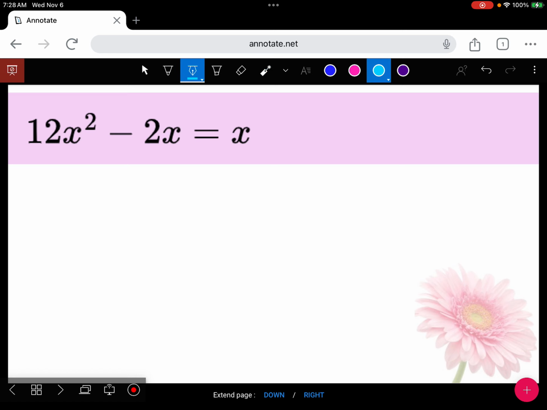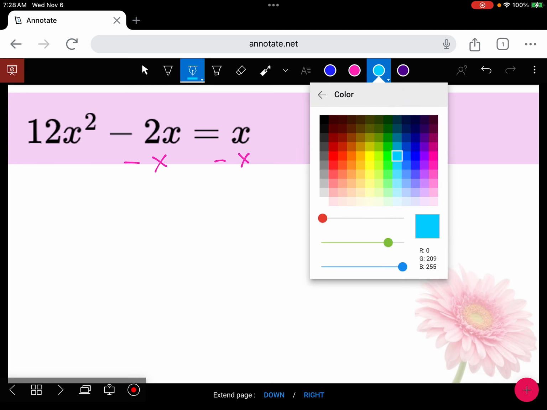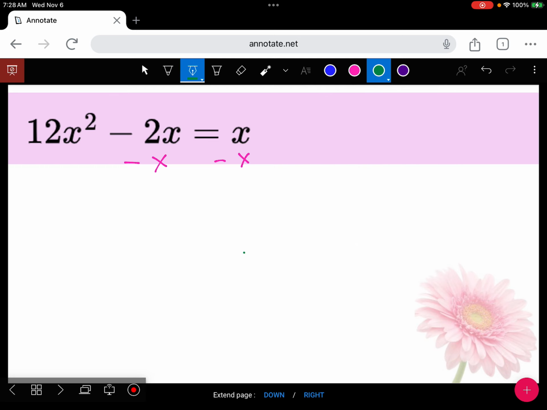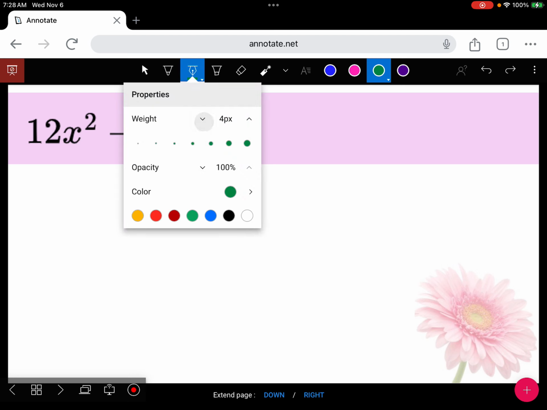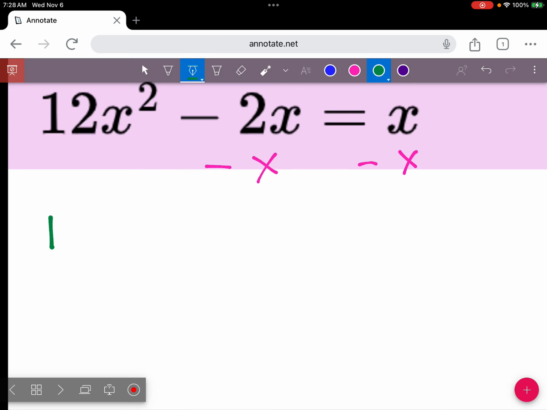Minus x. So we're going to subtract x from this side, which means I subtract x from this side. That would make it negative 3x. So what we have here is way too skinny. There we go. So we're going to have our 12x squared minus 3x equals 0. So we subtract that x from both sides.